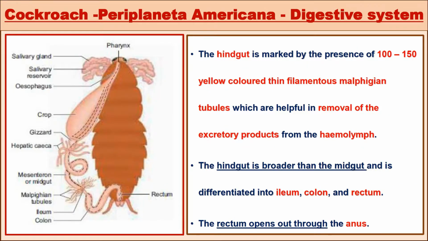The hindgut is marked by the presence of 100 to 150 yellow colored filaments called Malpighian tubules. And these are helpful in removing the excretory products from the hemolymph of the insect. The hindgut is broader than the midgut, and it is differentiated into ileum, colon and rectum. The rectum opens to the exterior by the anus.